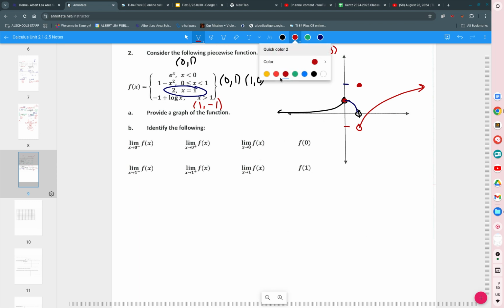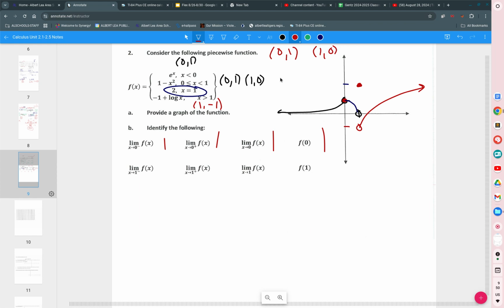5, 4, 3, 2, 1. Limit as x approaches 0 from the left is 1. From the right is 1. Limit as x approaches 0 is 1. And f of 0 is 1. You can see that they are all four the same.